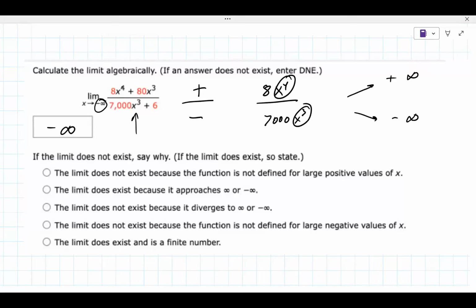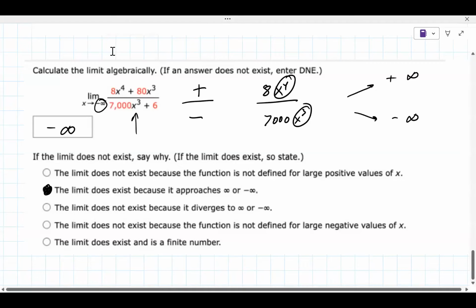Okay. And then for the limit, is it the limit does not exist because it approaches... No, it does. The limit does exist because it approaches positive infinity or negative infinity. I think I'm still kind of confused on how that works.